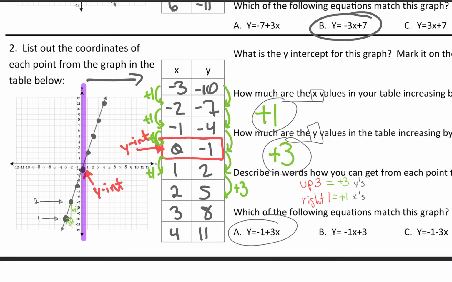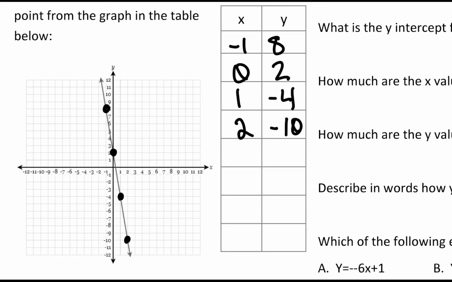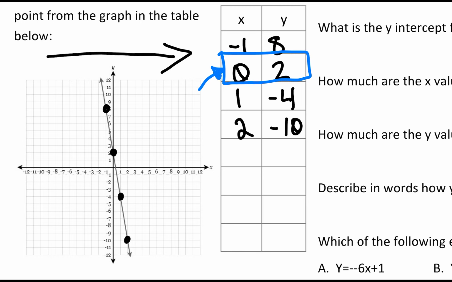Okay, so here is the table from the graph. -1, 8, 0, 2, 1, -4, 2, -10. If you wrote 2, -10 first, again, remember, we want to go from the left side to the right side. The y-intercept in this case is going to be 0, 2, right? This is our y, our number with when x is 0. And on our graph, it passes through the y-axis. That's our y-intercept. How much are the x values going down by? Well, as I go down on the x side, we're adding by 1.